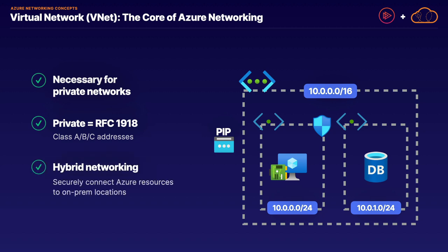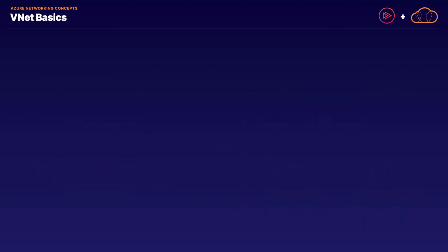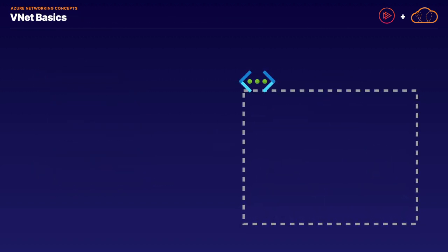Virtual networks are also a core component of hybrid networking for scenarios in which we need to securely and privately connect Azure resources with other non-Azure resources, such as an office on-premises network. With that in mind, let's now move on to discussing the core basics of the structure of a virtual network.